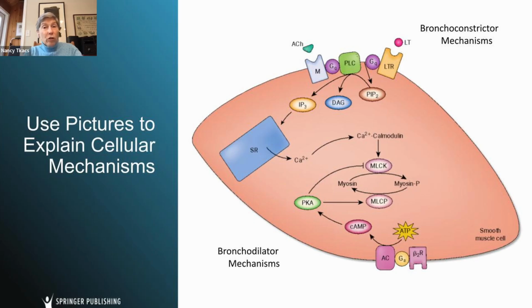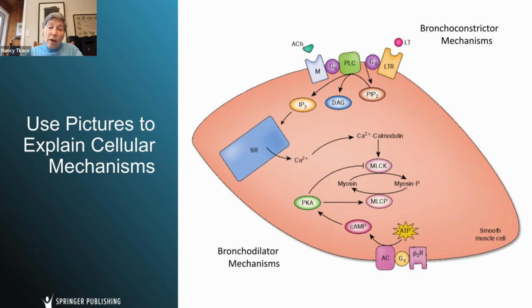You can also use pictures to drill down and explain the cellular mechanisms. What you see on this slide is a bronchial smooth muscle cell, and at the top, we have some receptors for bronchoconstricting mediators. The neurotransmitter acetylcholine that's released by parasympathetic nerve endings will bind to muscarinic receptors on these cells. It will activate a chain of intracellular events that will cause bronchoconstriction. The same thing with leukotriene receptors, the inflammatory mediators that are released during an asthma attack.